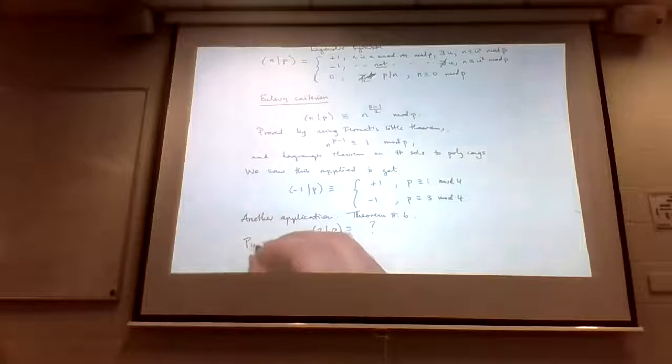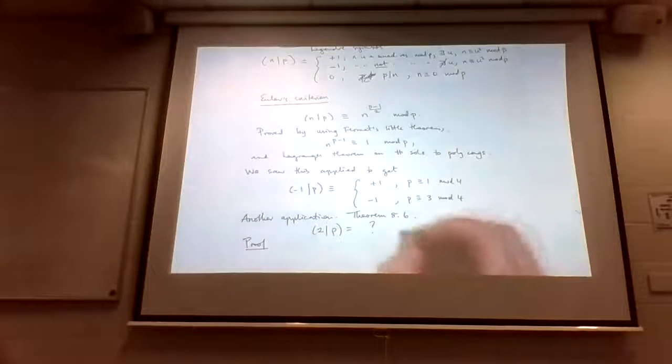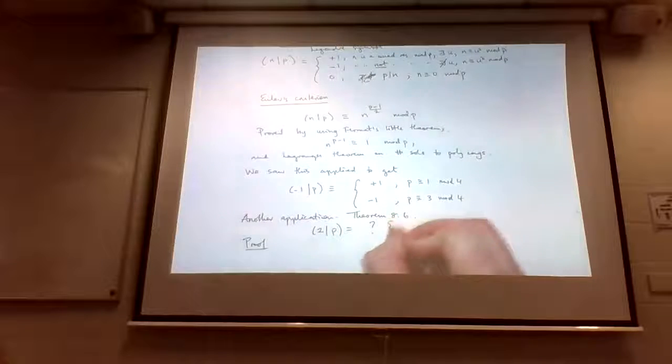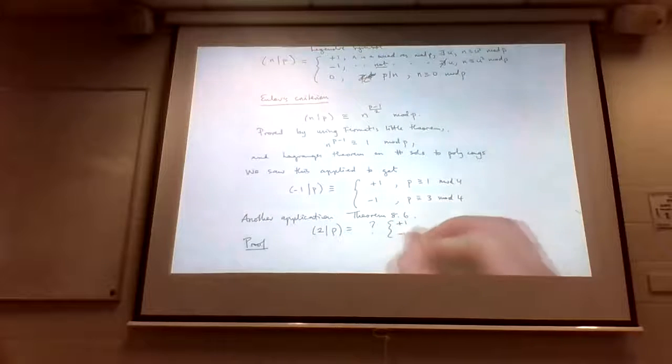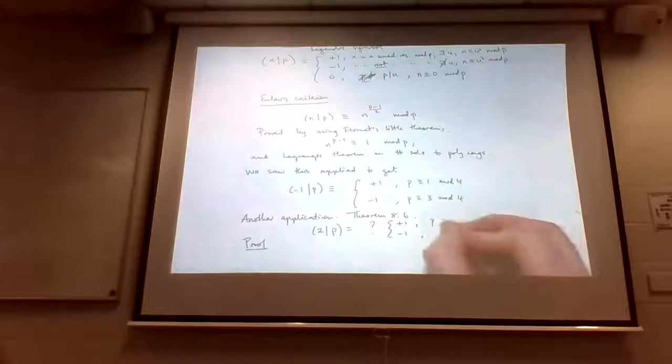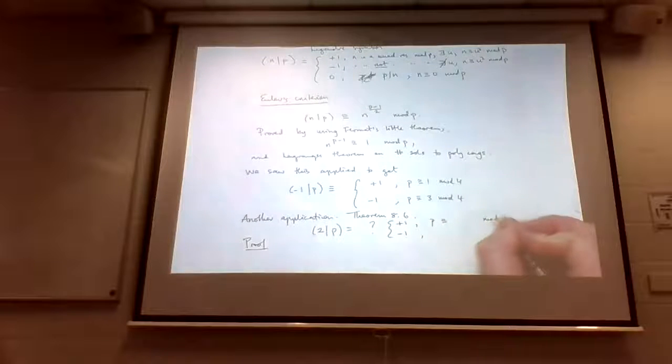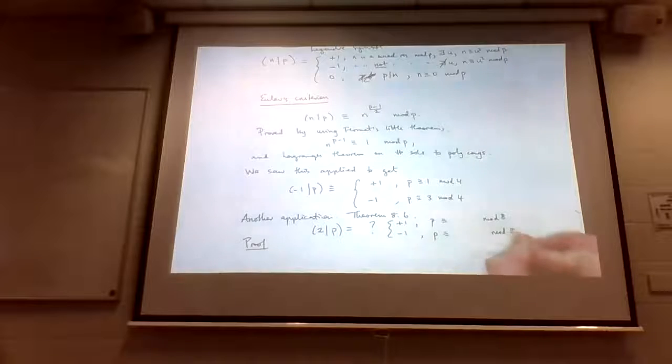proof of what I haven't said what the result is. Let's just write the result. Again, it's a similar kind of result, except this time it's based on the classification of P modulo 8. Again, modulo 8 isn't that hard to judge.